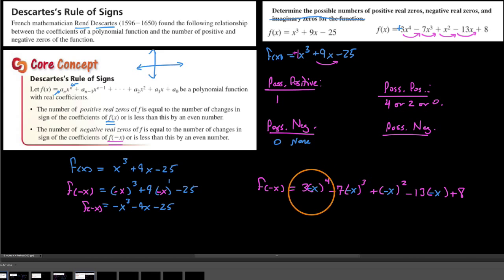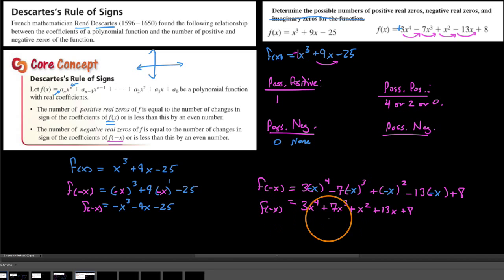We'd say negative x to the fourth. Anytime you take a negative times itself an even number of times, it comes out to be positive. So we get positive 3 times positive x to the fourth. Here we are to an odd exponent. So we have a negative x cubed times a negative 7, which is a positive 7x cubed. Because we're squaring this negative x, we get a positive x squared. Negative times a negative here gives us a positive 13x, and then we have plus 8. So this is our f of negative x.